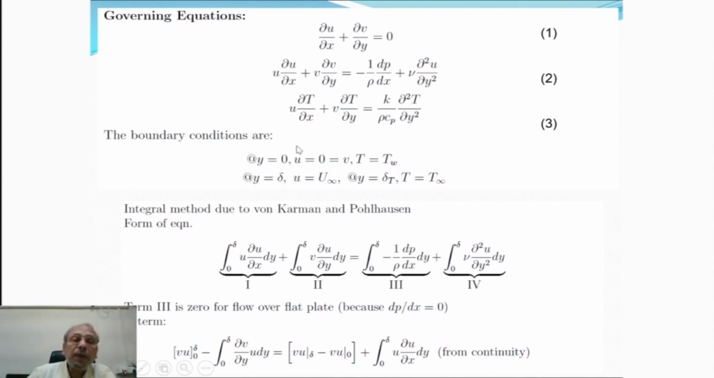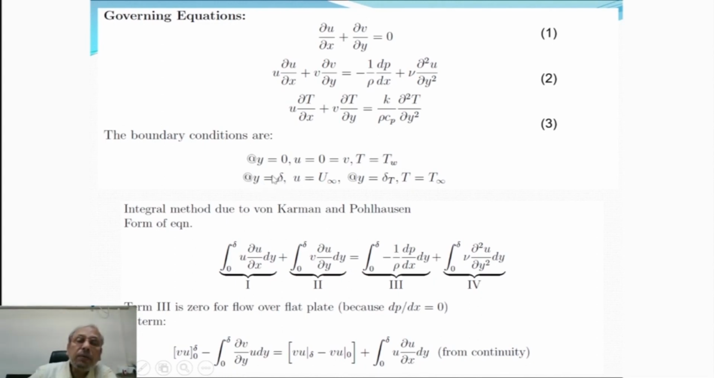Now the boundary conditions are, at y equal to 0, u equal to 0 and v equal to 0. This is the no slip boundary condition, at y equal to 0, u equal to 0, and the impervious boundary condition is at y equal to 0, v equal to 0. Since this is a solid wall, both the conditions are applicable. At y equal to 0, I have used this symbol at the rate, but this means at. And at y equal to 0, T equal to T infinity.